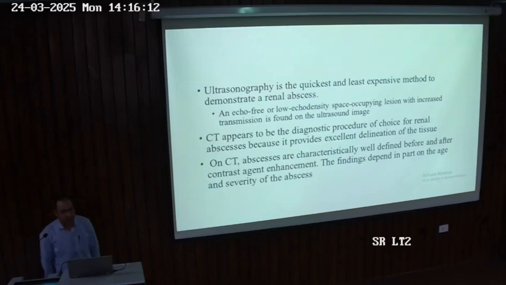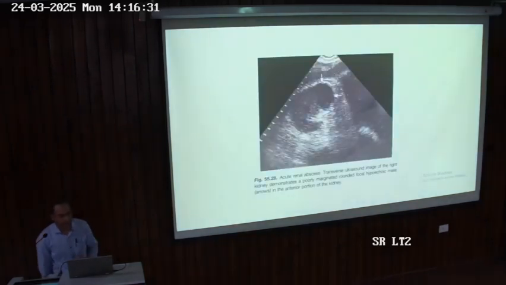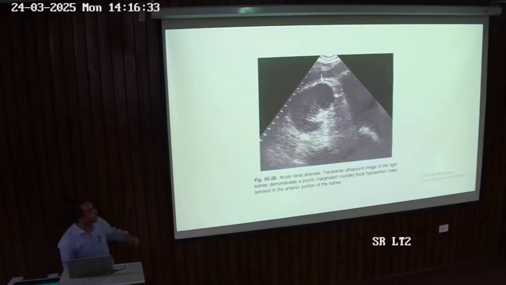So the first investigation is the ultrasound showing the hypoechoic lesion in the kidney, and CT is the diagnostic. In CT, around the abscess there is a hypoenhancing area, and the peripheral area is enhancing, so that's showing the ring sign in the CT scan. So this is the ultrasound showing that dense hypoechoic area at the upper pole of the right kidney.